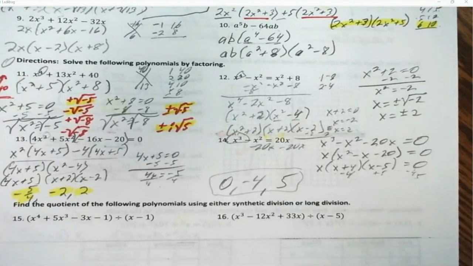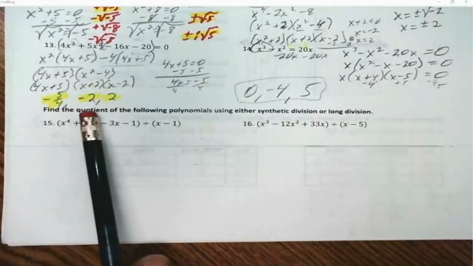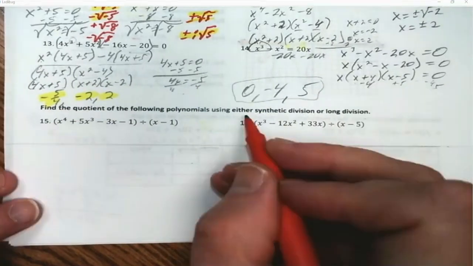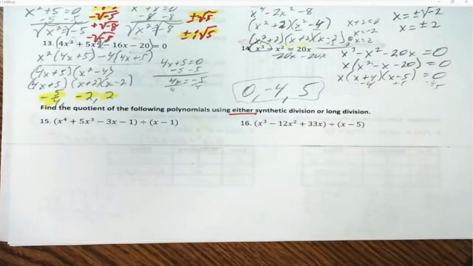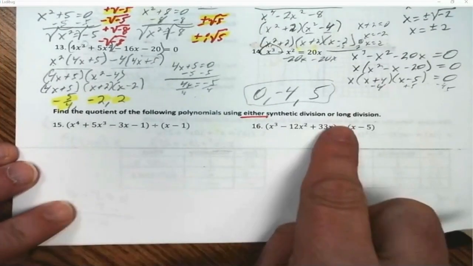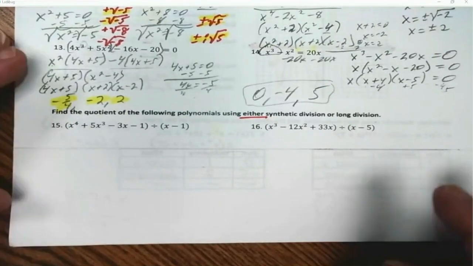All right, and our last 2 review questions for the test. Find the quotient of the following polynomials using either synthetic or long division. You get your choice there. Let's do this first one by long division, and we'll do the second one by synthetic division. So we show one of each.